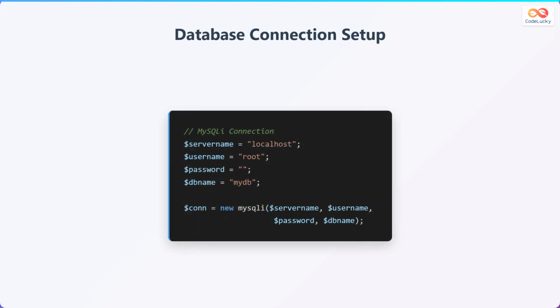Before you can perform any operations on a MySQL database, you need to establish a connection. Here's how to set up a connection using MySQLi in PHP. First, define the server name, which is usually localhost, the username, typically root, the password, which is often left blank for local development, and the database name you want to connect to, for instance, MyDB. Then create a new MySQLi object, passing in the server name, username, password, and database name. This establishes the connection to your MySQL database.